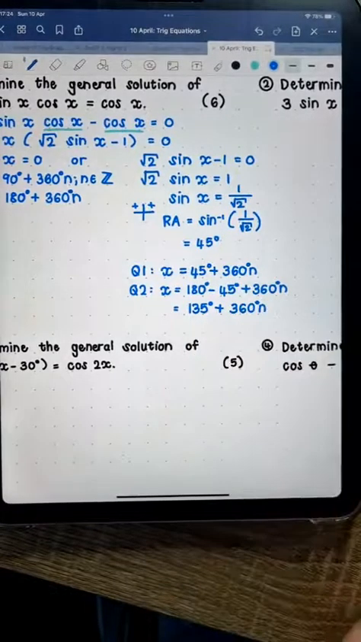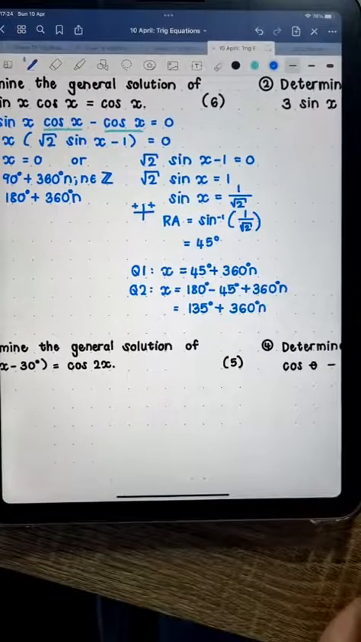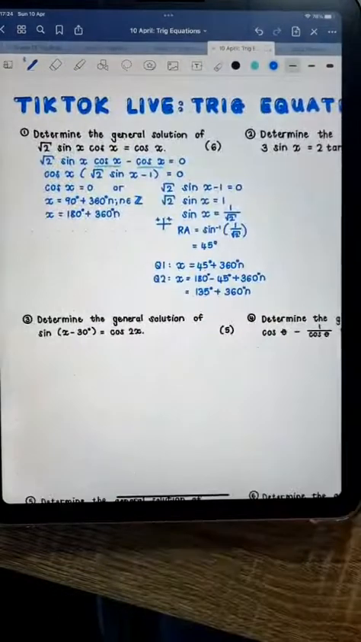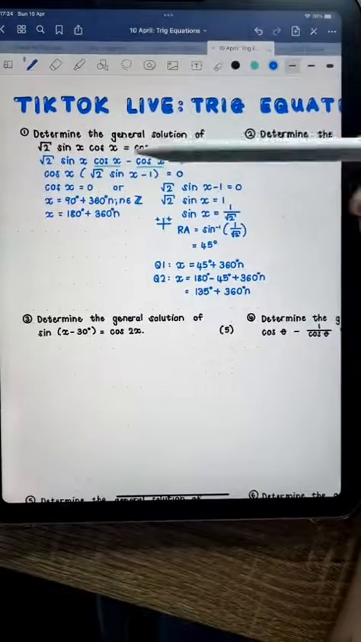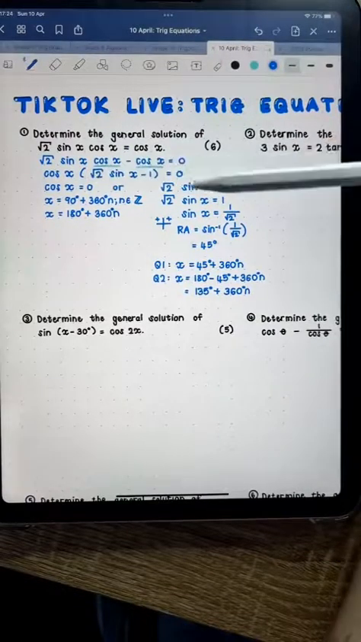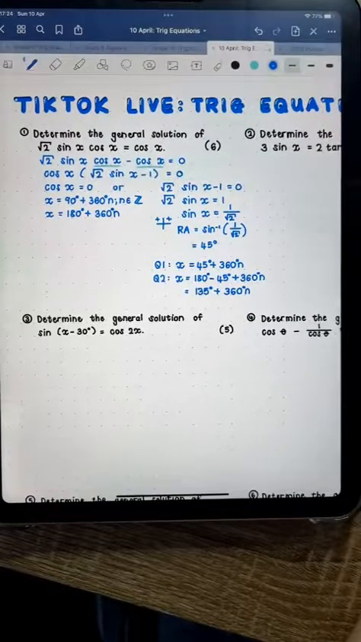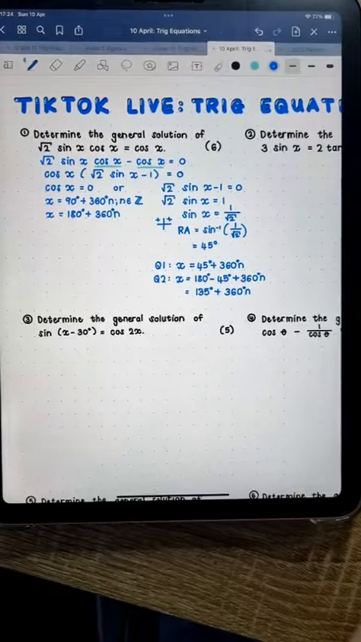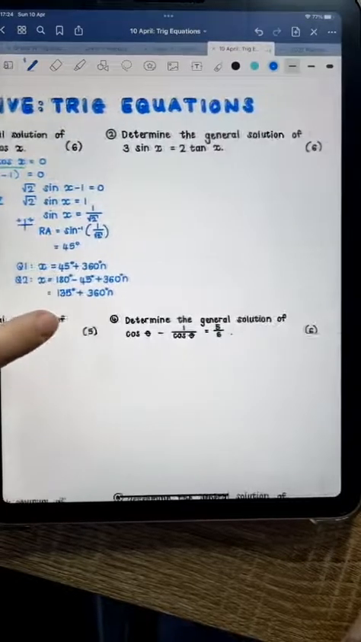All right, so that's quite a long example because we first had to move something across, then we had to factorize, we had to make each part equal to 0, and then we had to solve each of them. All right, so that was quite a long question, but that was worth 6 marks. Okay, I'm going to move on to the second question.